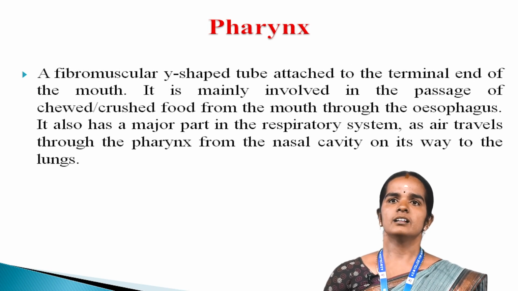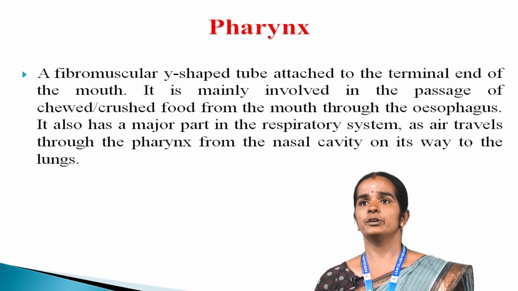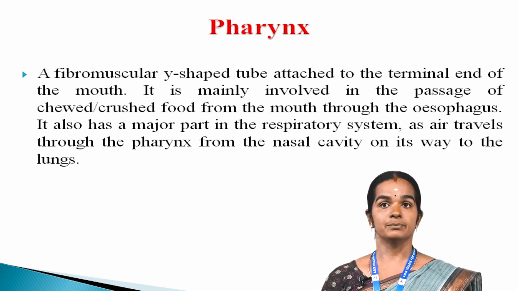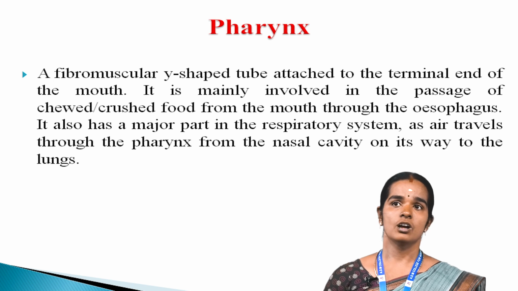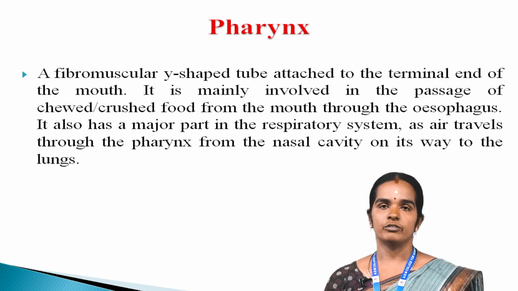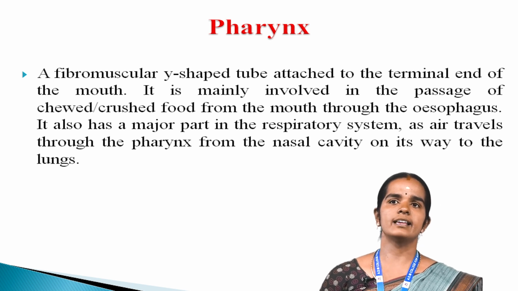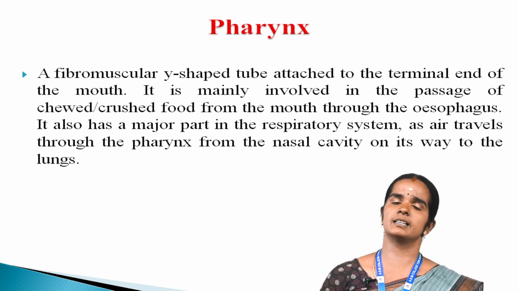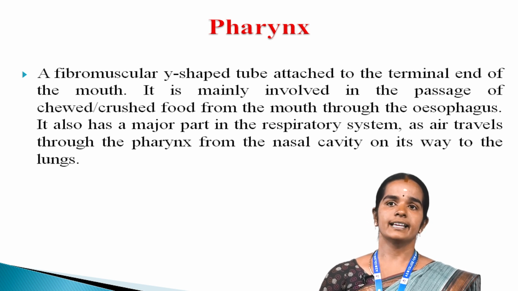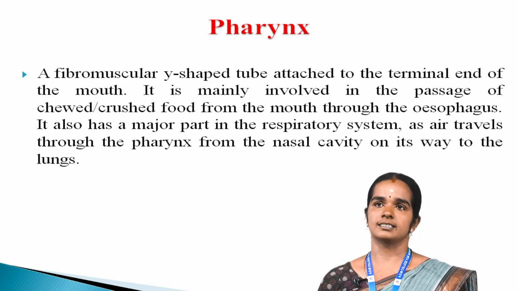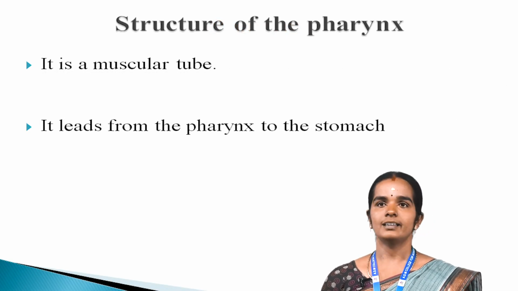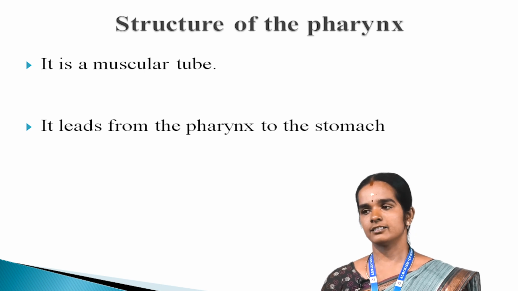Pharynx. A fibromuscular Y-shaped tube attached to the terminal end of the mouth. It is mainly involved in the passage of chewed and crushed food from the mouth to the esophagus. It is also a major part of the respiratory system, as air travels through the pharynx from the nasal cavity on its way to the lungs. This is the structure of the pharynx. It is a muscular tube. It leads from the pharynx to the stomach.